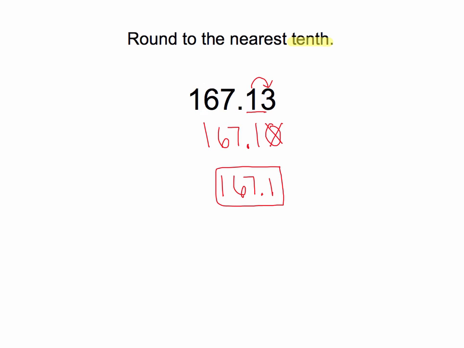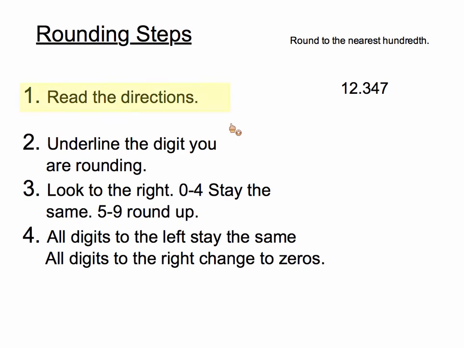Let's go ahead and recap all the steps to rounding. First, we need to make sure we read the directions. So in this case, round to nearest hundredth. We'll highlight that keyword, hundredth. The next step, underline the digit you're rounding. So we'll underline the hundredths place.